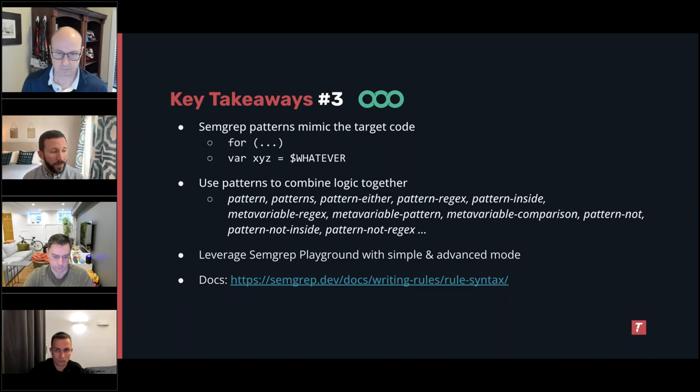There's no real complex DSLs. There's no real code that you have to write. You're not writing SQL-like queries. You're basically just writing the target code to look for specific patterns. And that's with a few things sprinkled in, as Maciej alluded to, meta variables and the ellipsis operator. But other than that, it's really just the target code.